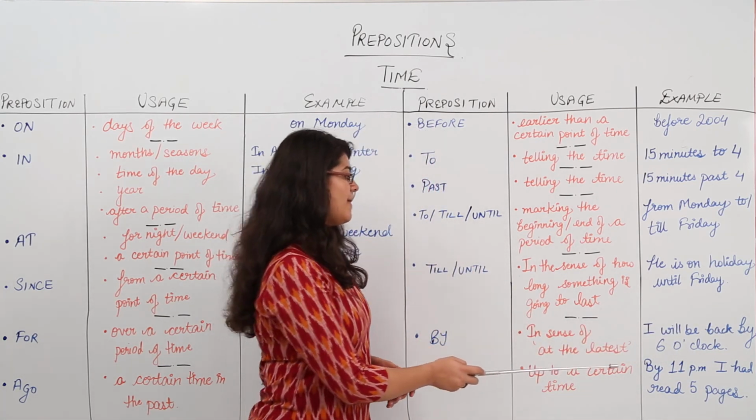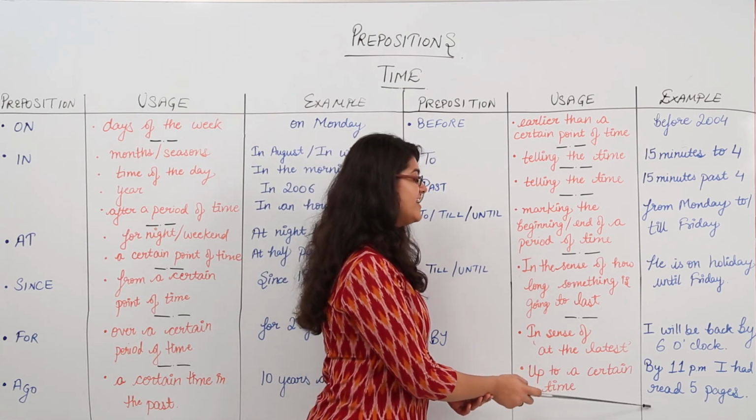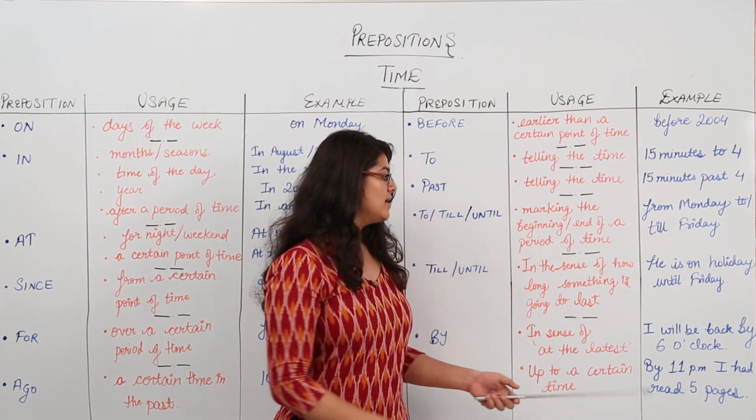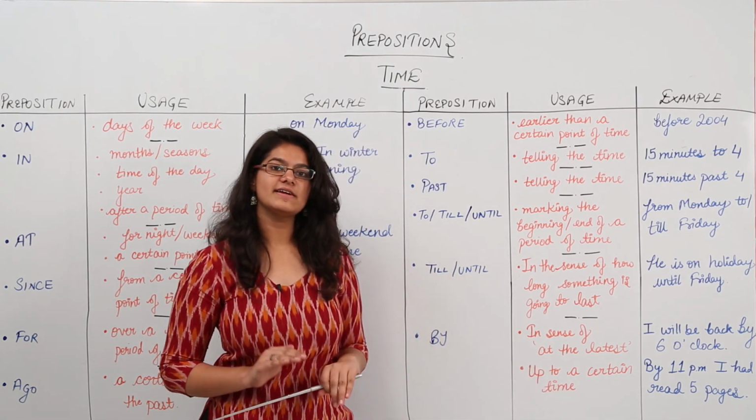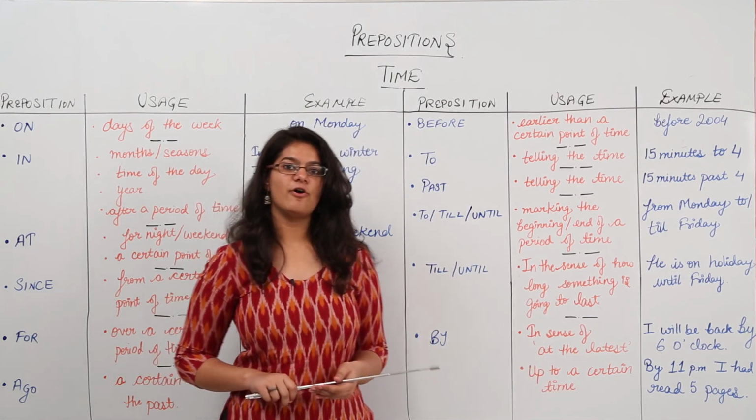Next, by 11 p.m. I had read 5 pages. So that means 11 p.m. was the time at which he had completed his 5 pages. So in this form we use by.